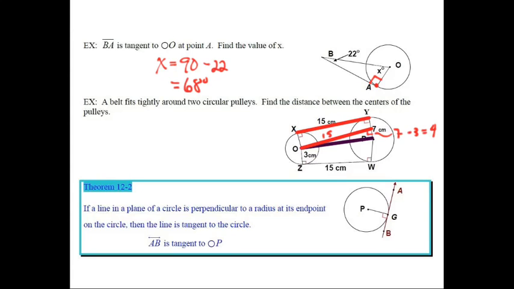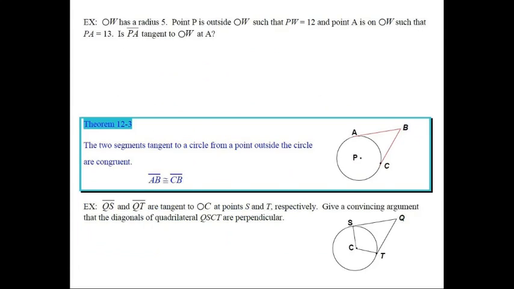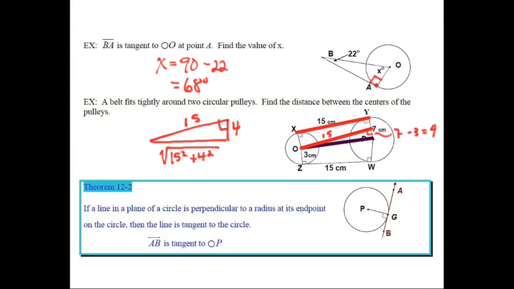So what we're left with is that's 4 on that side. So we've created a right triangle, and we can figure out the missing piece, the hypotenuse, with the Pythagorean theorem. So it looks like this: 15, 4, and something, which is going to be the square root of 15 squared plus 4 squared, which gives us our value there.